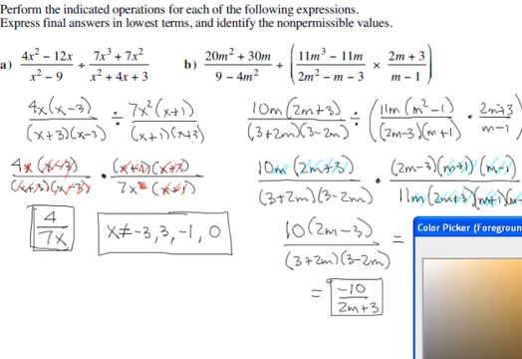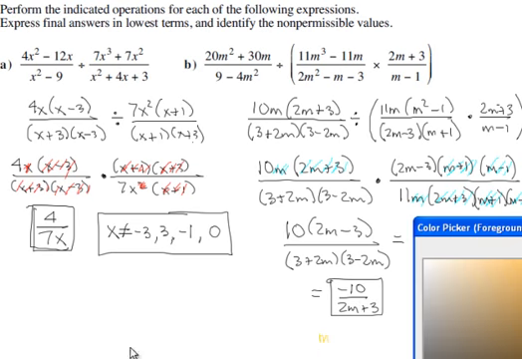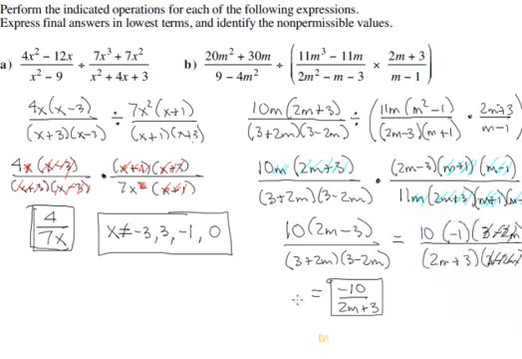Now, let's go back up there and hunt for non-permissible values. 3 plus 2m, that gives us minus 3 over 2. So m cannot be minus 3 over 2. That's from this piece. Here we get positive 3 over 2. Here we would get 3 over 2. We have that already. Here we would get negative 1. That's a new one. Here we get positive 1. Another new one. That's it for the initial state.